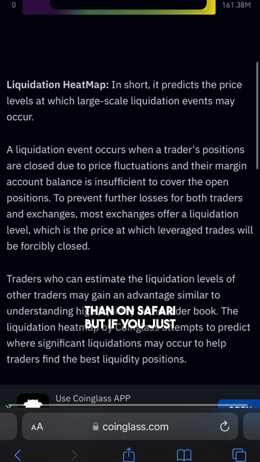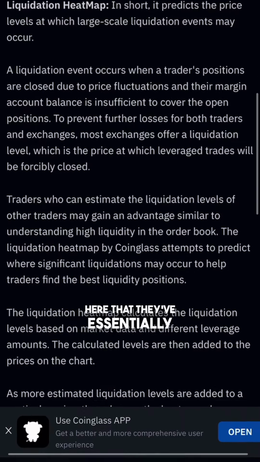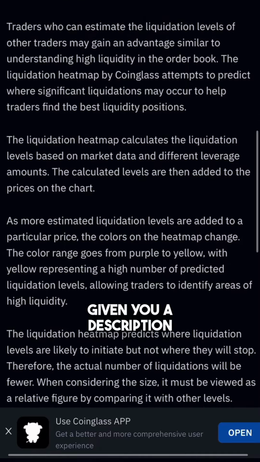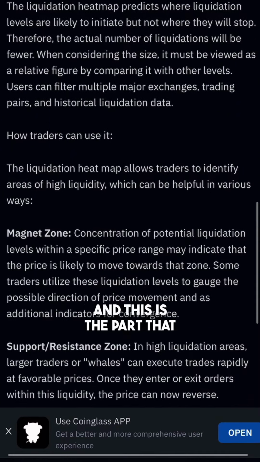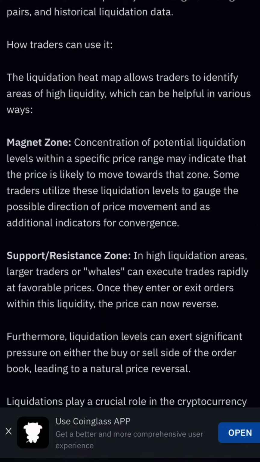But if you just went below this particular liquidation heat map, you'll see over here that they've essentially given you a description of how to use this. And this is the part that interests me the most, the how traders can use it bit. And the part that actually makes a lot of sense to me is the magnet zone. It says concentration of potential liquidation levels within a specific price range may indicate that the price is likely to move towards those areas or those zones.